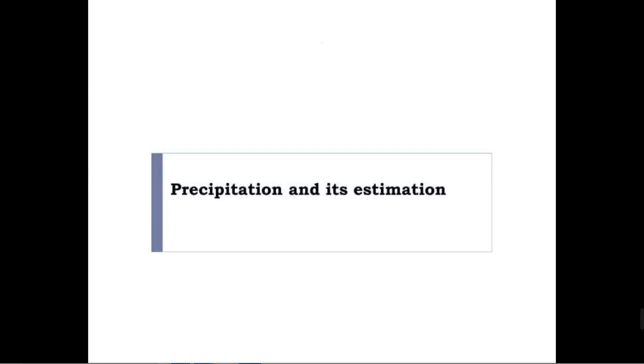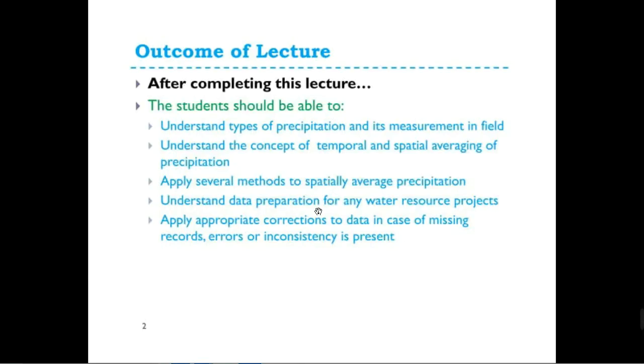The precipitation and its estimation. This is one part of irrigation technology, the precipitation. So you have to know the rainfall measurement, and these measurements should be recorded. These are some measurements of precipitation that are adopted.